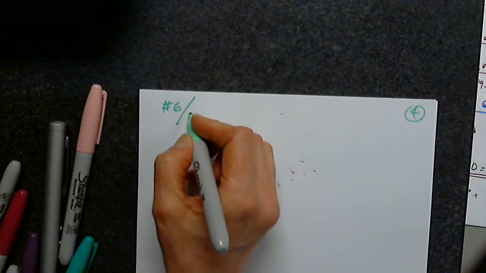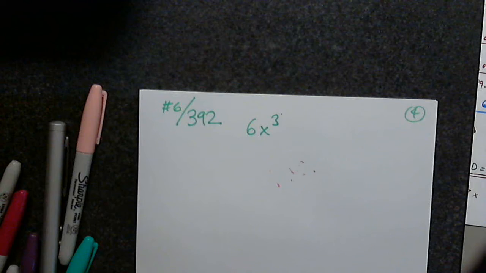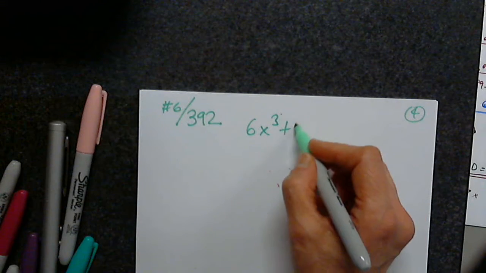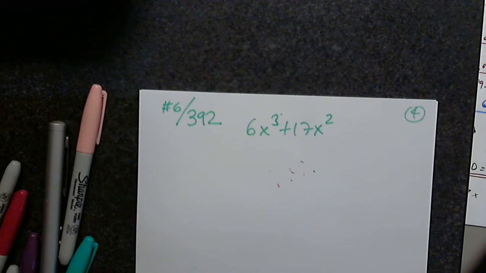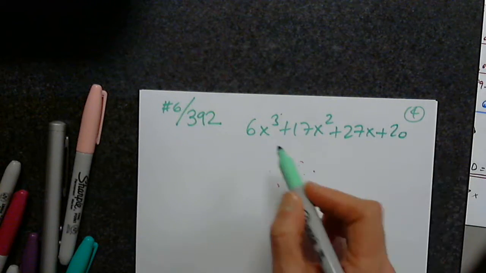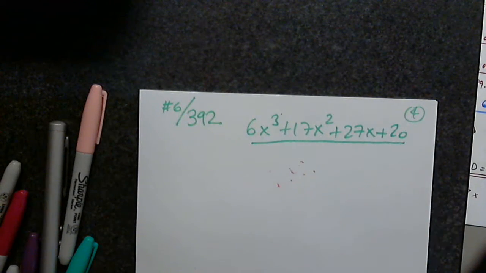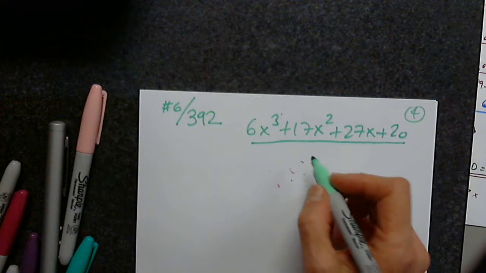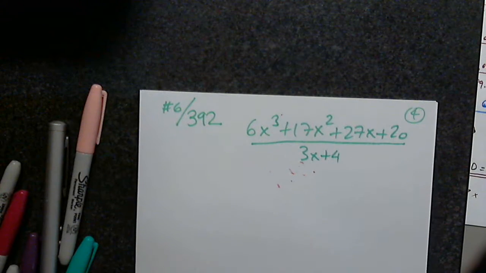Let's say problem 6 on page 392. 6x cubed plus 17x squared plus 27x and plus 20, everything divided by 3x plus 4. Question: divide using long division. State the quotient and the remainder clearly.